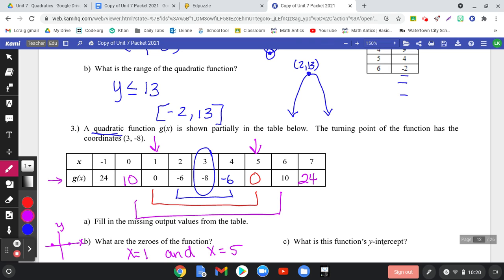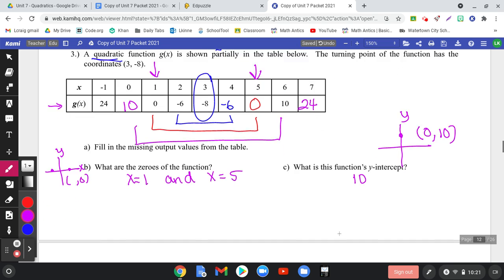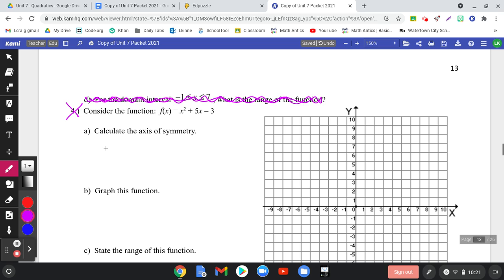What is the y-intercept? Well, let's think about it like this. If it's hitting the y-axis, the x value is 0. Whereas where it's hitting the x-axis, the y value is 0. All right. So where is the x value 0? Right here. 10 is your y-intercept. All right. On to the next page.